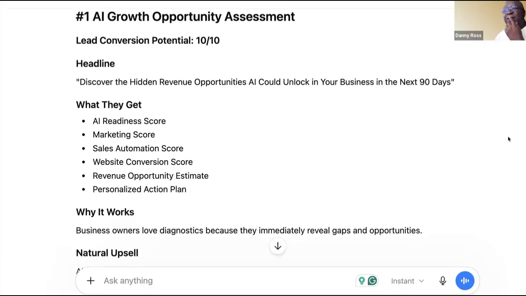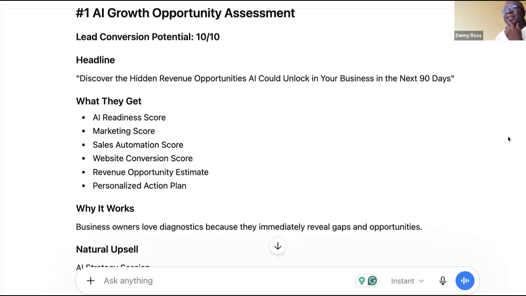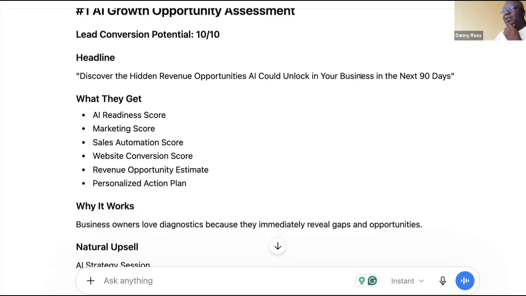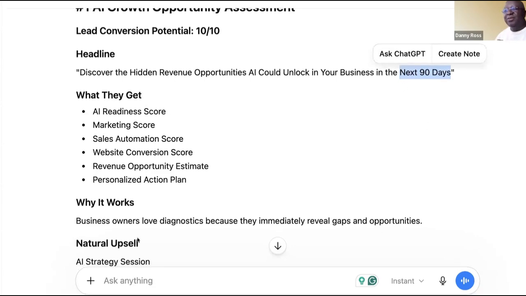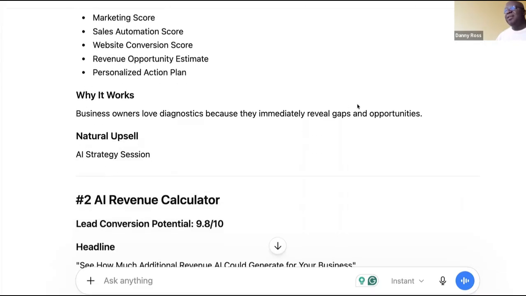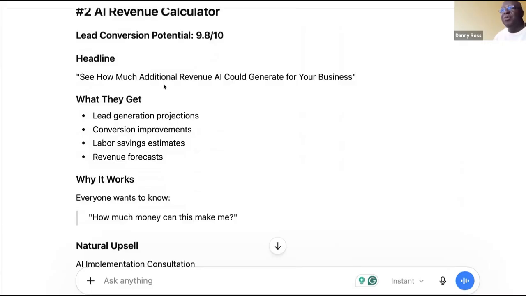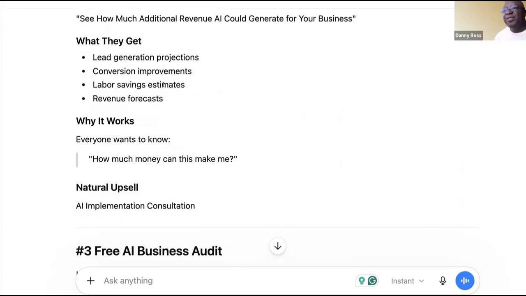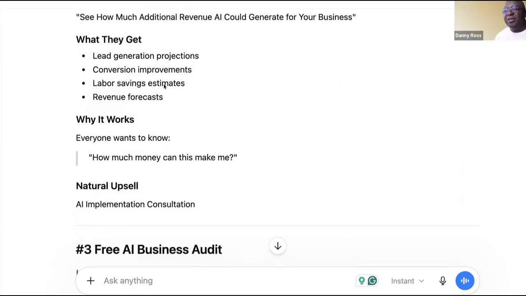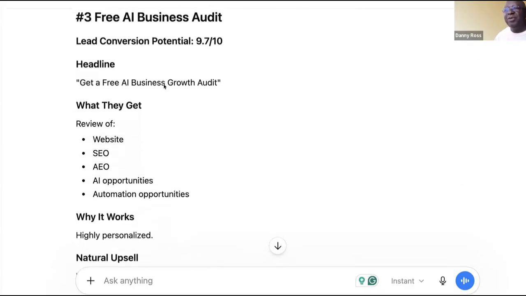All right, so here are 10 potential ideas. Discover the hidden revenue opportunities AI can unlock for your business in 90 days. Why is this important? It taps into a specific need somebody would have, how we're going to solve it, and then adds some urgency: in the next 90 days. Business owners love diagnostics because they immediately reveal gaps and opportunities. AI revenue calculator. Again, something free you can give away, you can generate in a few minutes. If you need help creating any of these, just let me know. We can build these out for you in a very short period of time.